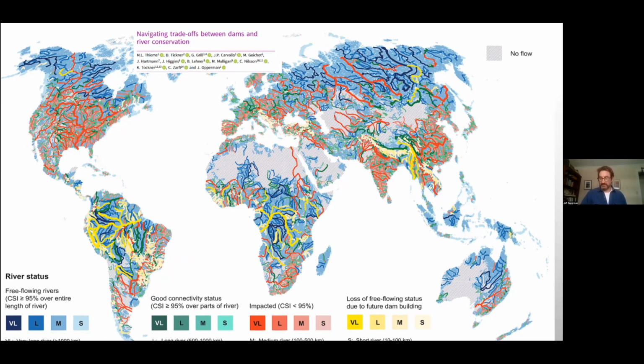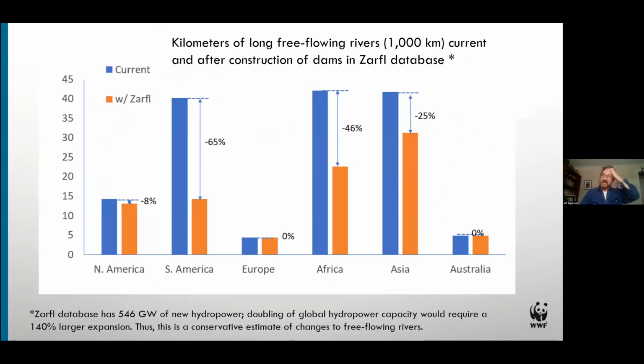And we can see there would be a fairly dramatic change in free-flowing rivers around the world. And this breaks it down by continent. These are the percent of the long rivers, the big rivers in each continent that are free flowing today, and that would be free flowing after those proposed hydropower dams were built. We can see 65% loss of free-flowing rivers in South America, almost a 50% loss in Africa, and about a 25% loss in Asia.